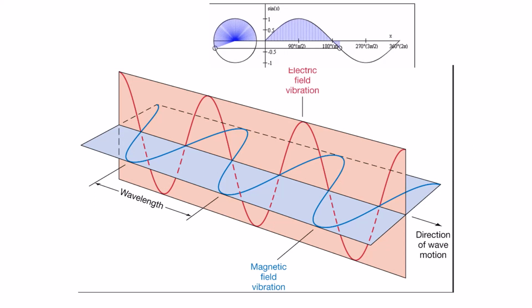At the top we can see a sine wave, which gives us the wavelength or frequency in a two-dimensional direction. Whereas below we can see the combinations of both the electric field vibration and the magnetic field vibration in 3 dimensions. Now that we've discussed magnetism and fields, let's take a look at a superconductive magnet.